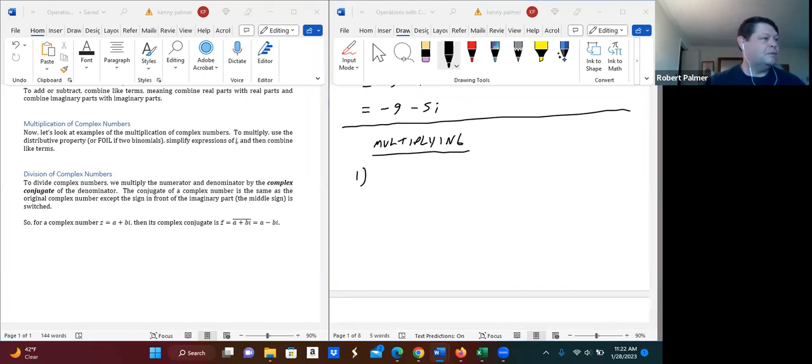let's say we have, let me get to my examples. Number 1, 2i times 1 minus 9i. Okay. In this case, this complex number has no real part, just an imaginary part, and this one has both. So what I want to do then is distribute.